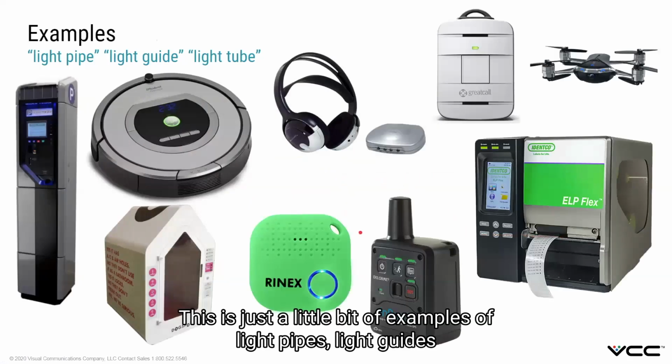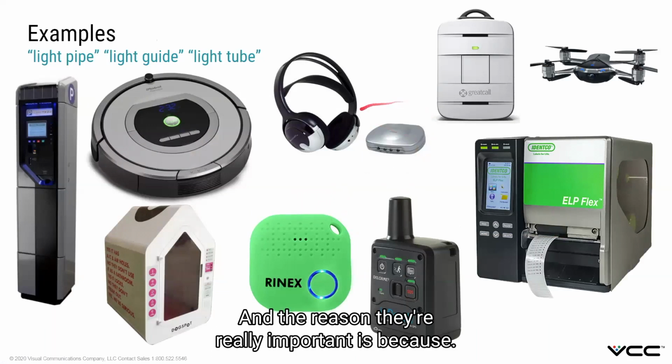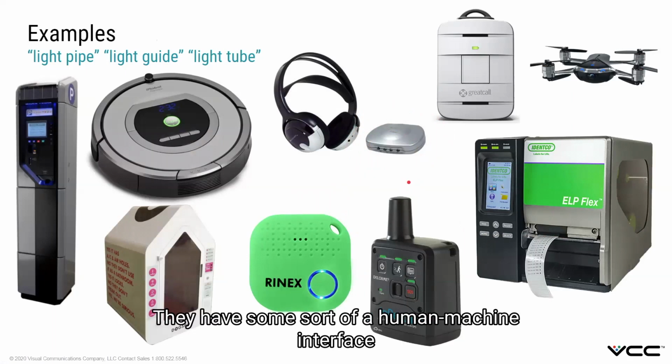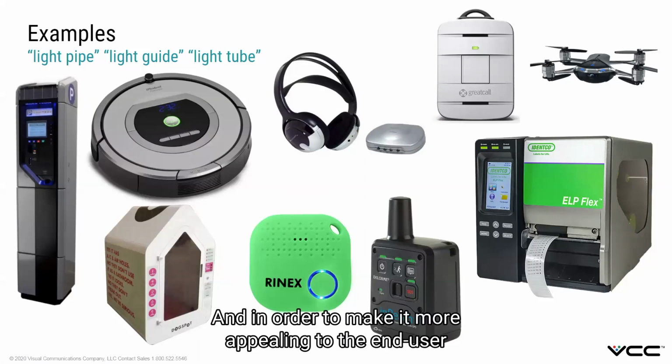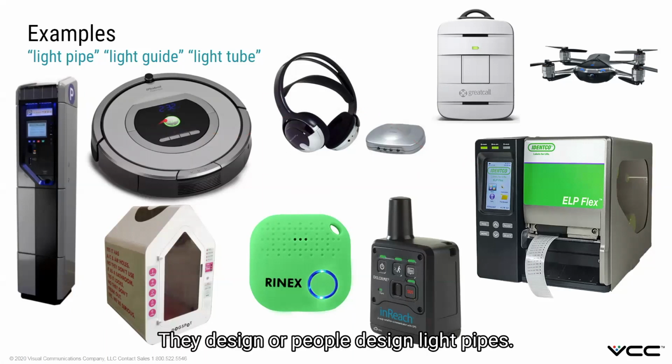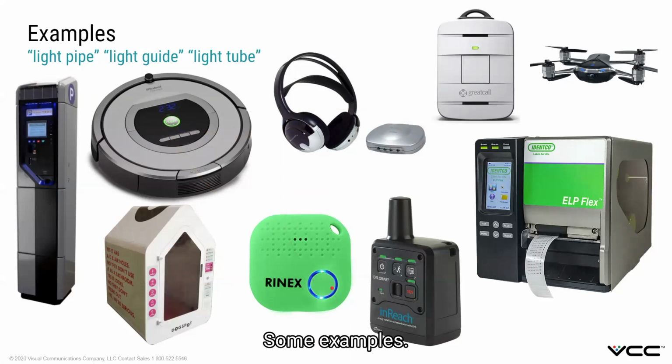This is just a little bit of examples of different light pipes, light guides, and the reason they're really important is because almost all, if not all, the electronic devices out there have some sort of a human to machine interface. It could be an LED most of the time, and in order to make it more appealing to the end user, people design light pipes so it looks nicer. So there's just some examples.